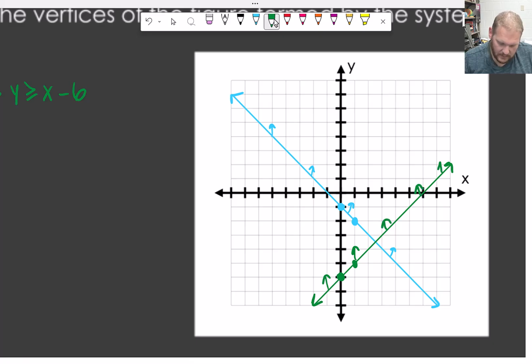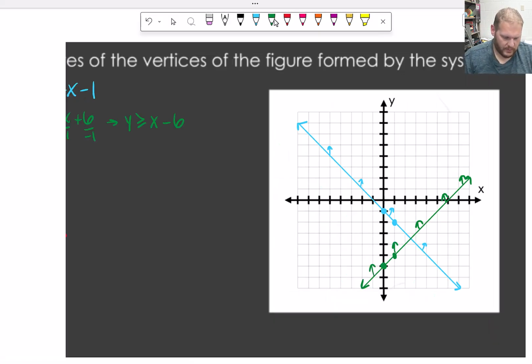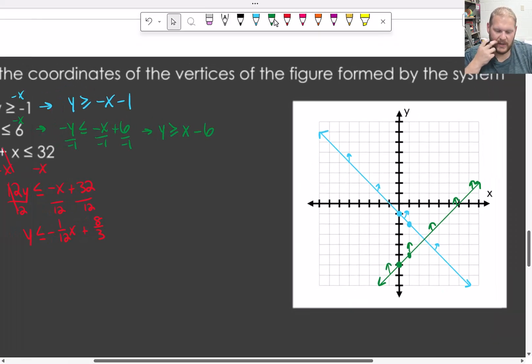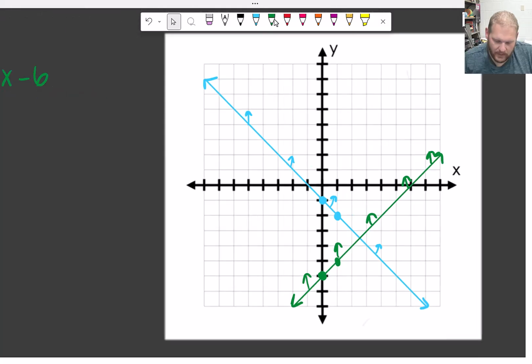And now my last one, I have to graph y is less than or equal to negative 1/12 x plus 8/3. So 8/3 we know is 2.6 repeated, right, 2 and 2/3. So we could approximate where that happens. So 1, 2, and 2/3 would be right about here. Oops, I forgot to switch to red.